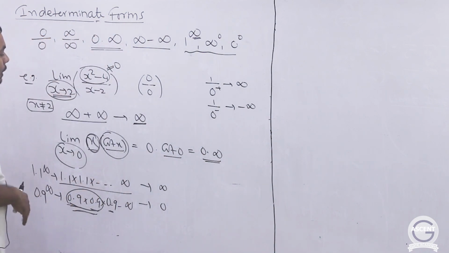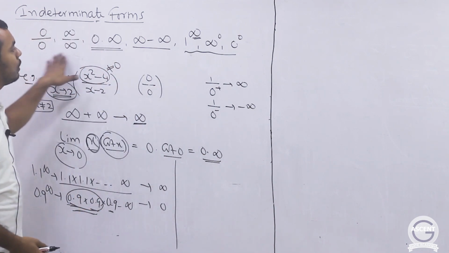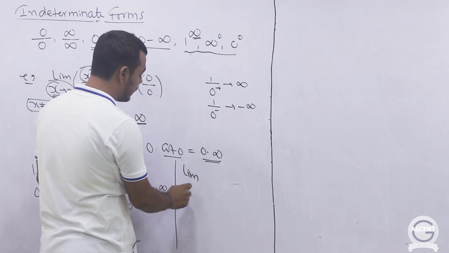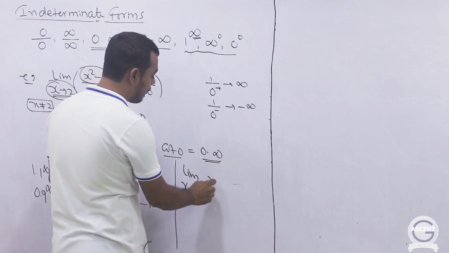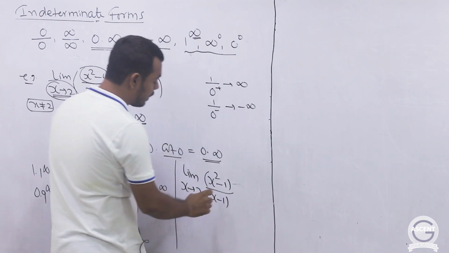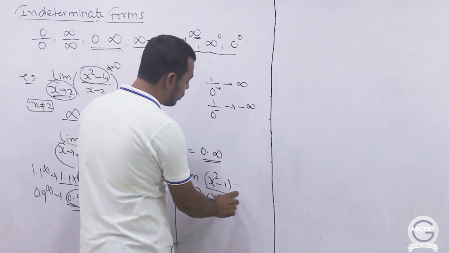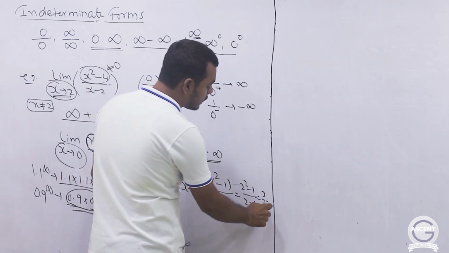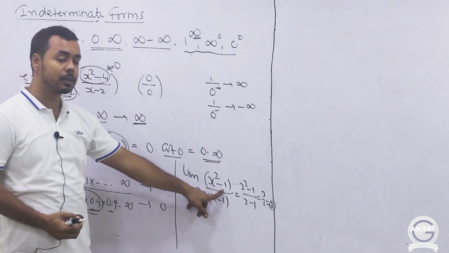Now while solving limit problems, first you should find whether you are getting any one of these 7 indeterminate forms or not. For example, suppose I had this problem: limit x tending to 2 of x square minus 1 by x minus 1. Can I directly substitute x equals 2 here? If I substitute 2 here, I will get 2 square minus 1 by 2 minus 1, which is 3 by 1. So this is giving us a finite number. Here we don't have to do any calculation; directly substitute x equals 2.